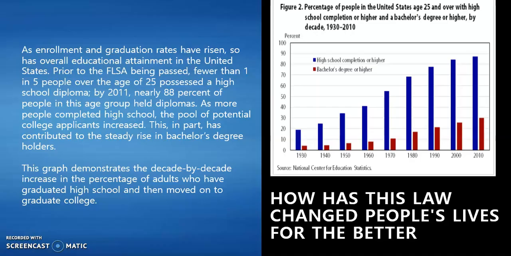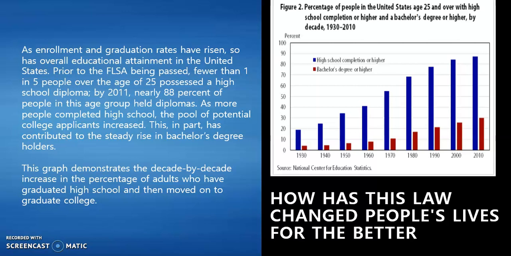So how has this law changed people's lives for the better? As enrollment and graduation rates have risen, so has overall educational attainment in the United States. Prior to the FLSA being passed, fewer than 1 in 5 people over the age of 25 possessed a high school diploma. By 2011, nearly 88% of people in this age group held diplomas. As more people completed high school, the pool of potential college applicants increased. This, in part, has contributed to the steady rise in bachelor's degree holders.